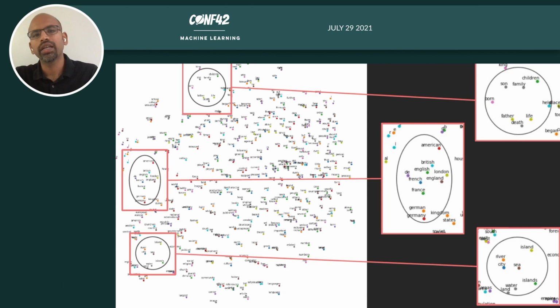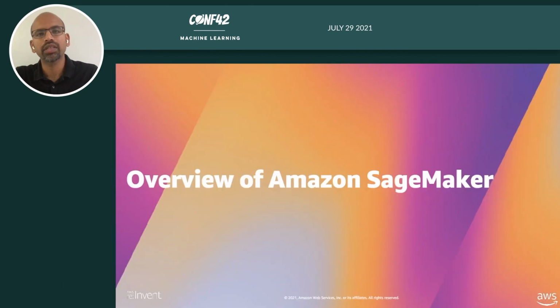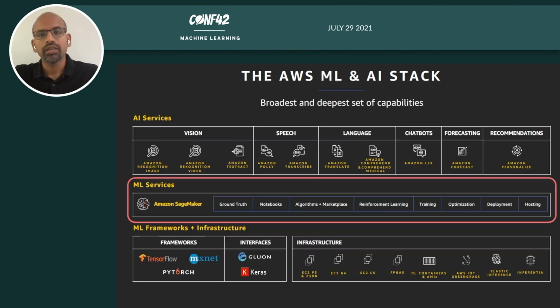Now, enough of word2vec and word embedding, the actual problem statement that we were trying to solve. Let's try to understand the tooling that is at our disposal and how SageMaker itself as a service is able to help us in solving this problem, and how the BlazingText algorithm then fits into it.